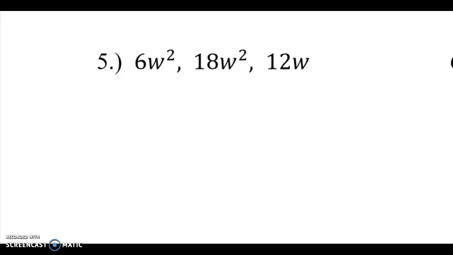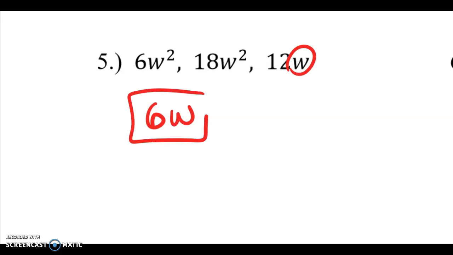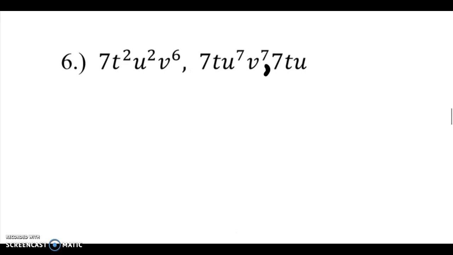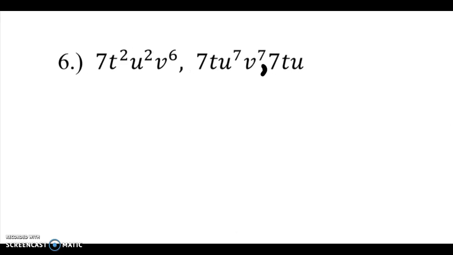6, 18, and 12, so those are all divisible by 6. And then the most amount of w's they have in common is the lowest exponent, which is w. Or you could list them out like I was doing before, and you could realize that they only have the one w in common. Whatever's easiest for you guys. There's supposed to be a comma there, so I kind of just squeezed it in. Hopefully it showed up on your end.